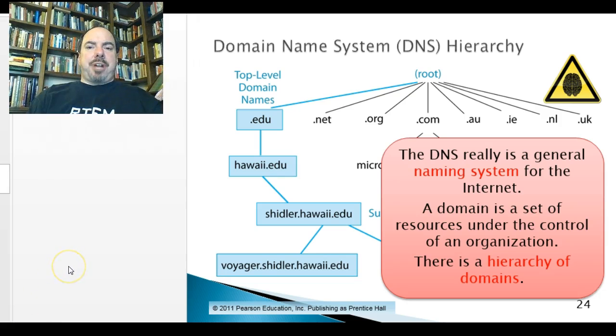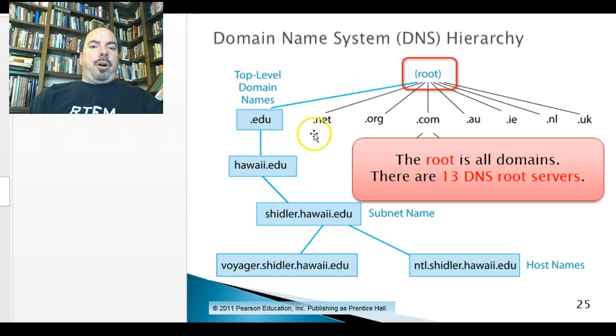I said the DNS is a hierarchy, and it is. So we're going to start right at the top of the hierarchy with the top level domain names. And it's important to get this language right: .edu, .net, .org, these are all top level domain names. All these top level domain names branch up to the root system. And if you're wondering, what is the root? Well, the root are the 13 root servers that are on the internet.